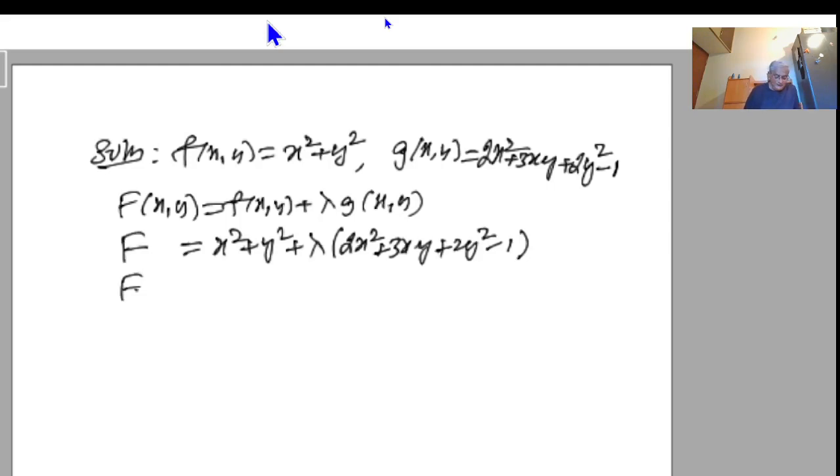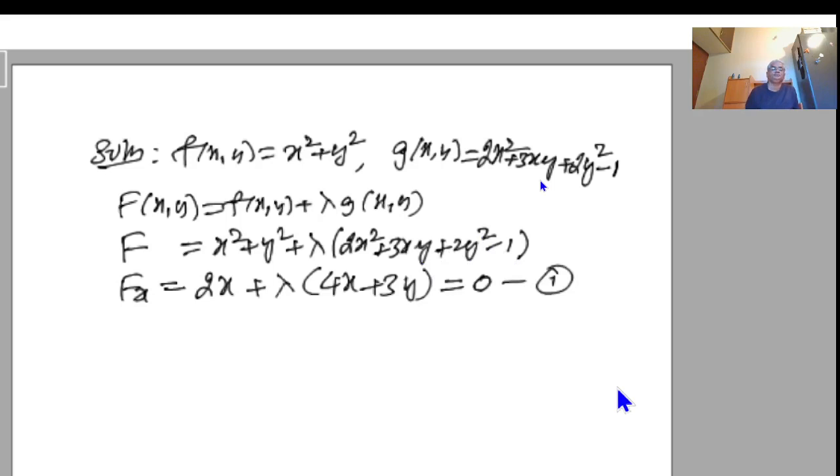And we find Fx and Fy. Fx is equal to differentiating partially with respect to x. We get 2x plus y square derivative 0 plus lambda into, in this bracket 2x square derivative is 4x plus 3y because we are differentiating with respect to x, 3y is a constant quantity, plus 2y square derivative is 0, minus 1 derivative 0. And I will equate this to 0. I will take this as 1.